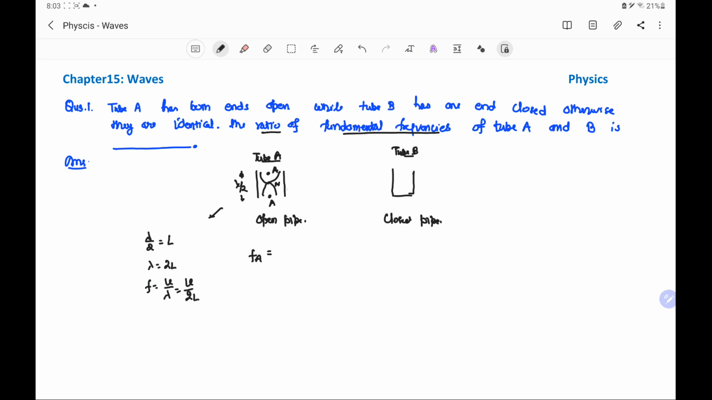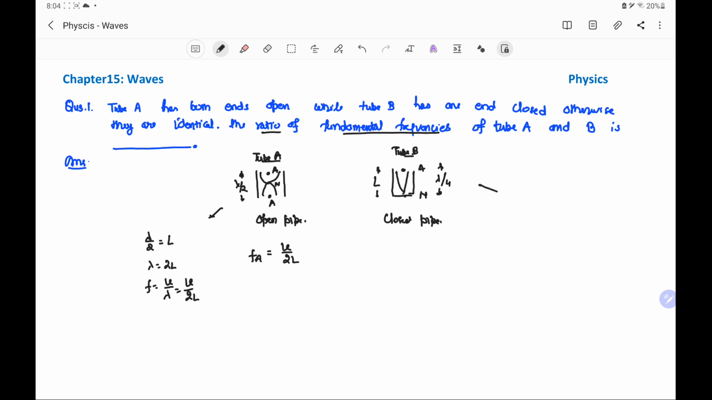So we can say that for tube of length L, fundamental frequency of tube A, which is open, is V by 2L, where V is the speed of the wave. Similarly, in tube B, which is a closed pipe, at open end antinode is formed and at closed end node is formed, and the fundamental case is having one node and one antinode, and this distance is lambda by 4 for the closed pipe, and L is the length of the pipe.